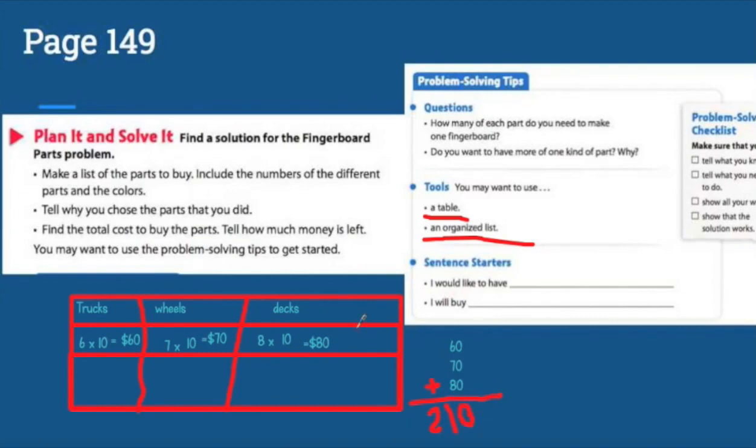Can I have 10 of each part? The answer is no, because I could not spend over $160. So please make sure you play with your numbers. You're going to have to take away, maybe you go to less decks, maybe you go to less wheels. You're really going to have to play with that to understand. You can't do 10 of each one because you've spent way too much money that you don't have.